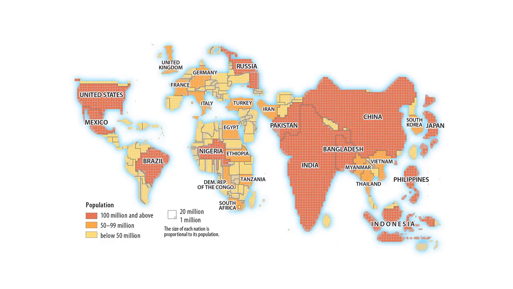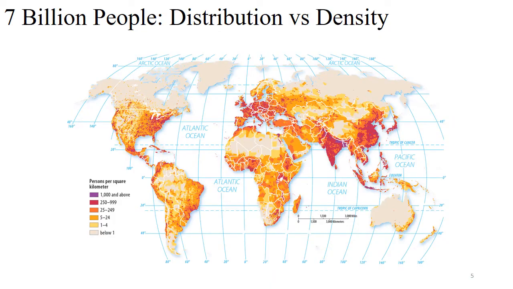Another way of visualizing this, and I'll ask you to think about what type of thematic map you're looking at here. But this is a cartogram that reflects population throughout the world and where it's distributed. This final map is one that shows us at the same time both the distribution of populations across the globe and the density of those populations.